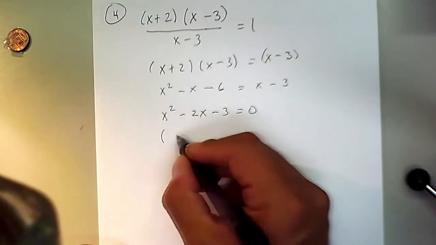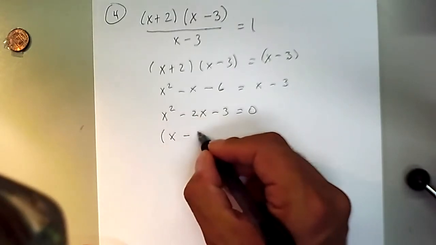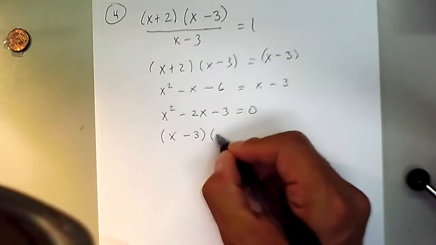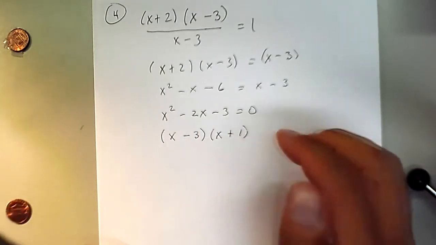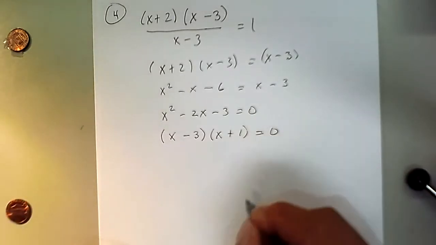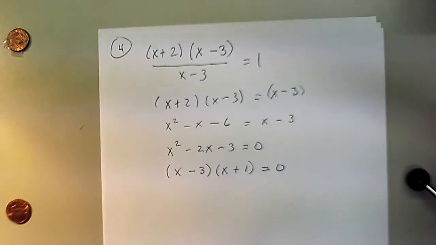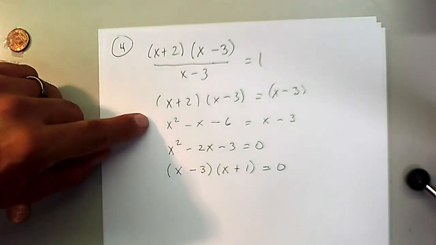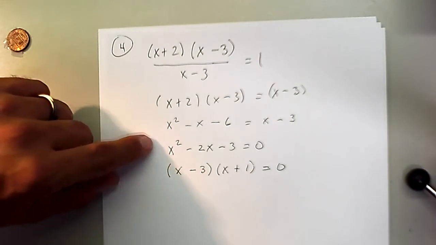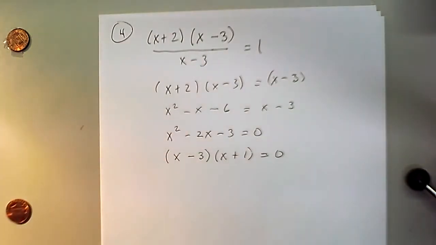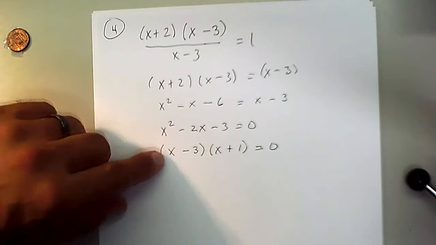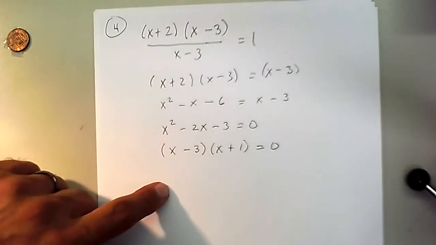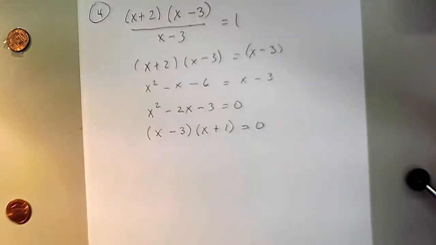We can factor this equation into x minus 3 and x plus 1, equal to 0. So we are apparently going from one equation to another equation that is equivalent, to another equation that is equivalent. And now we have to split that into two equations. The two equations together, I suppose, make it equivalent to that.